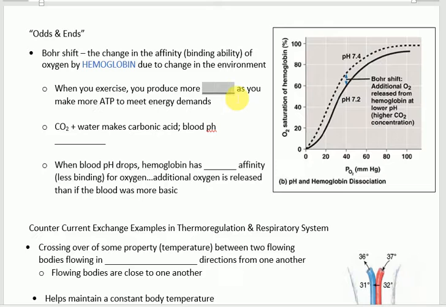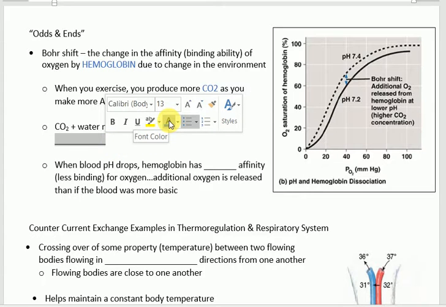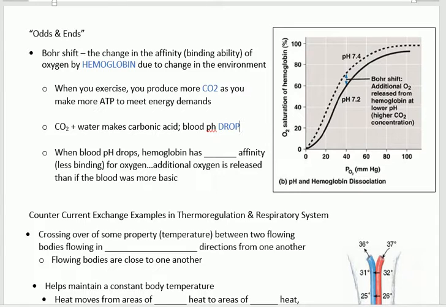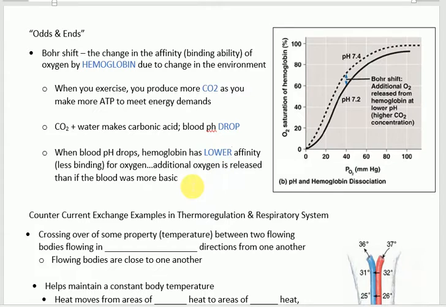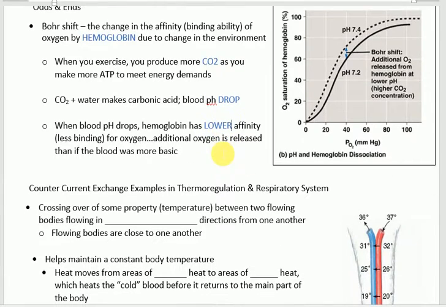When you exercise, you are going to produce more CO2 as you make more ATP in order to meet those energy demands. And that CO2 plus the water makes carbonic acid, so the blood pH is going to drop, making the blood more acidic. And when that pH drops, that hemoglobin has a lower affinity or less binding for oxygen. So then additional oxygen is going to be released, compared to if the blood was more basic.